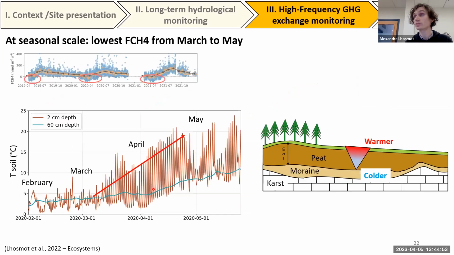To better understand these negative fluxes, we look at temperature at different depths in the peatland. Here, this plot is the temperature evolution from February to May at the surface, in brown color, and in blue at 60 centimeter depth. And we can observe that there is a faster increase of the temperature at the surface compared to depth. It means the thermic inertia of peat at depth, where the temperature increases slowly.